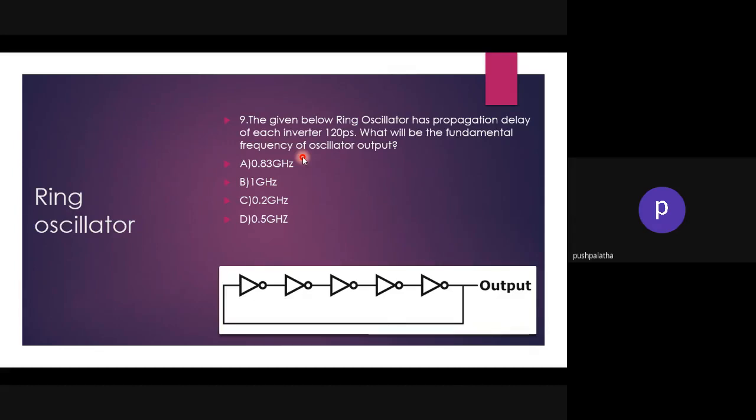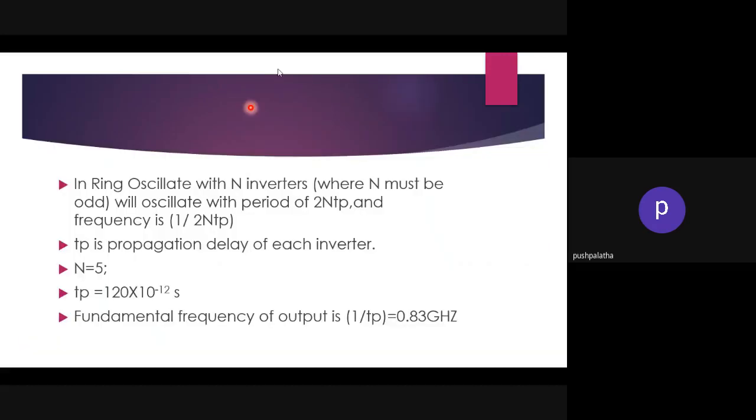What is the question asked? The question asked is frequency. So what is frequency? It is inversely proportional to time, that is delay. Here it is given for each and every inverter as 120 picosecond. Now we'll see the calculation. With n inverters, where n must be odd, that is the concept of a ring oscillator, it will oscillate with a period of 2n tp. N is the number of inverters, and the frequency is 1 over 2n tp, where tp is the propagation delay of each inverter.